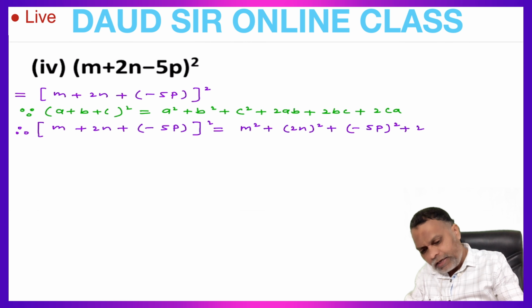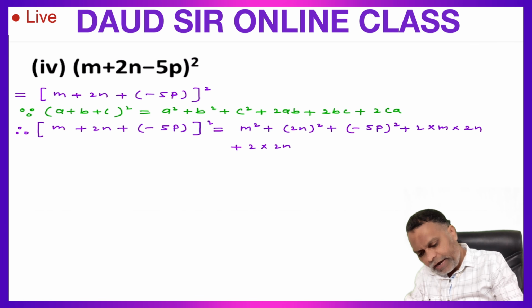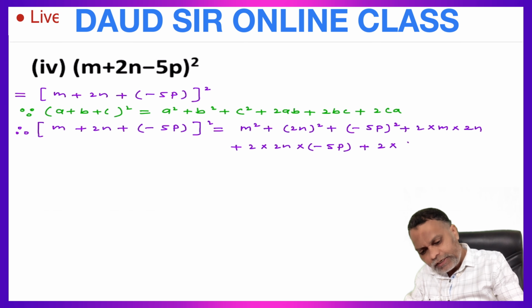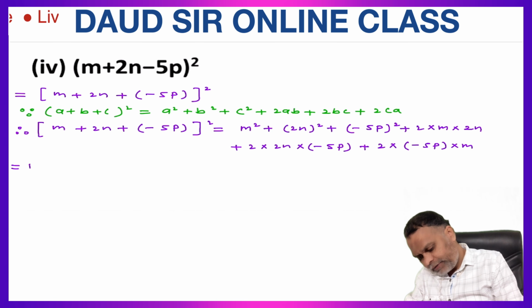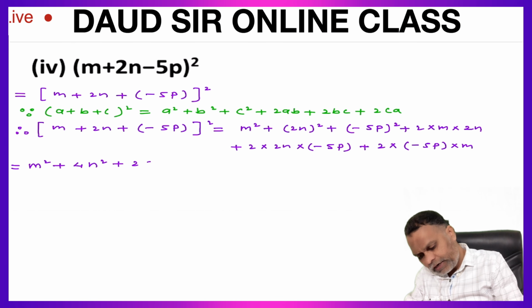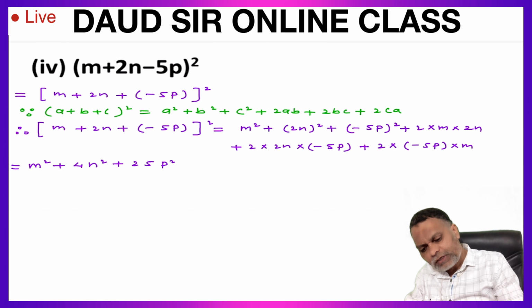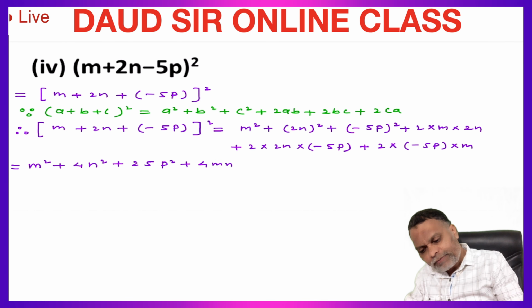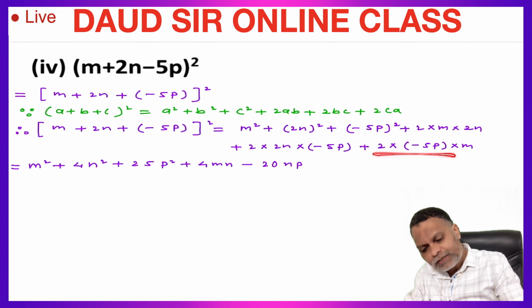Plus 2ab, a is equal to m and b is equal to 2n, plus 2bc, 2 into b is equal to 2n into c is equal to minus 5p, plus 2ca, 2 into c is equal to minus 5p into a is equal to m, which is equal to m square plus 2 square 4n square plus minus 5 whole square 25p square plus 2 2's are 4mn plus minus multiplication minus, 2 2's are 4, 5's are 20np, plus minus multiplication minus, 2 5's are 10pm.